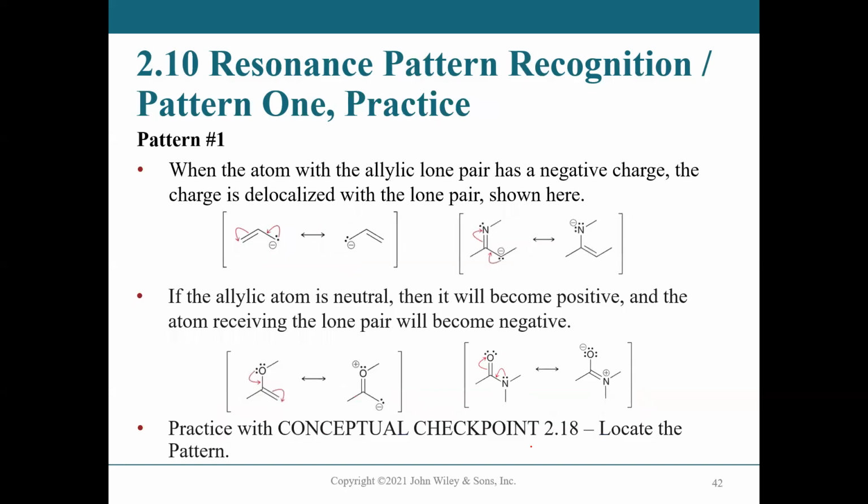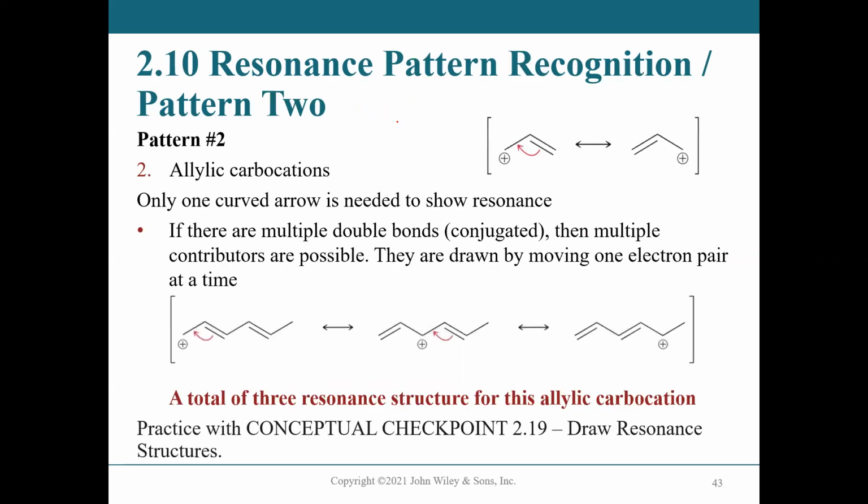Again, they're just showing you delocalization of bonds right here. They do a better job showing you because they're using a computer program called ChemDraw to do this, and they can show it to you. So here are allylic carbocations. You can see that only one curved arrow is needed to show resonance. So if there are multiple double bonds, then multiple contributors are possible. They are drawn by moving one electron pair at a time.